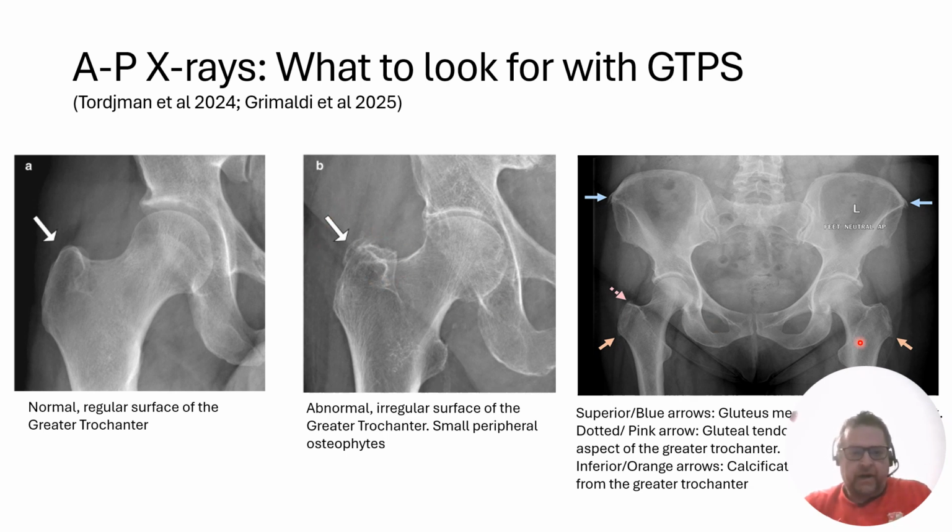On the final image, the orange arrows point to the calcifications extending from the Greater Trochanter. You can also see the superior blue arrows indicating the gluteus medius origin, and the dotted pink arrows pointing to the gluteal tendons that attach to the superior facet of the Greater Trochanter.